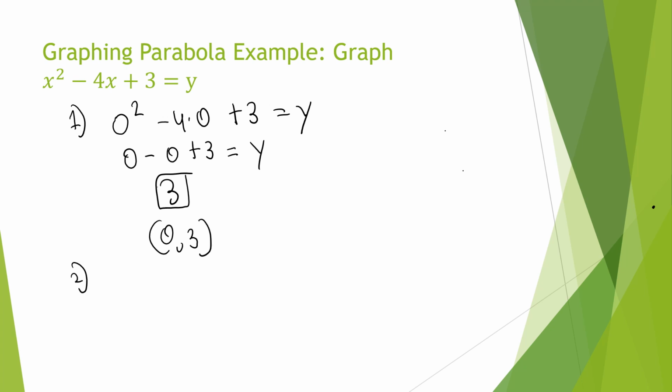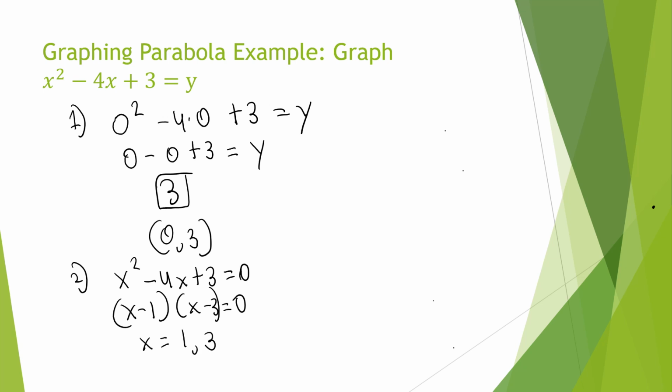Next, let's try to find the x-intercepts. So we make x squared minus 4x plus 3 is equal to 0. So we can easily find this by factoring. We get x minus 1 times x minus 3 is equal to 0. So we get x is equal to 1 and 3. So the x-intercepts are going to be 1, 0 and 3, 0.